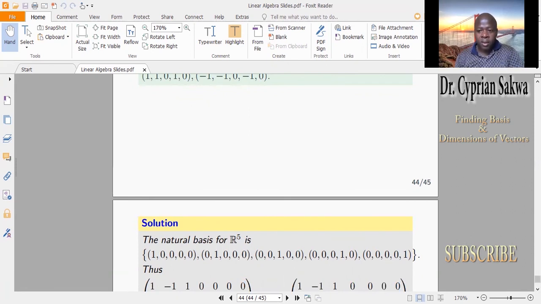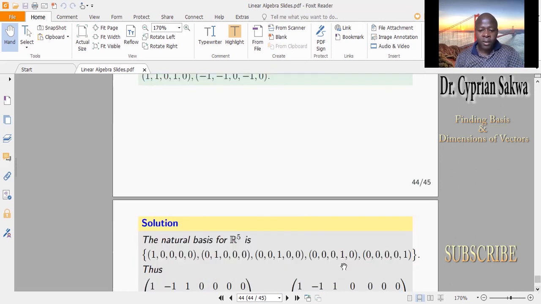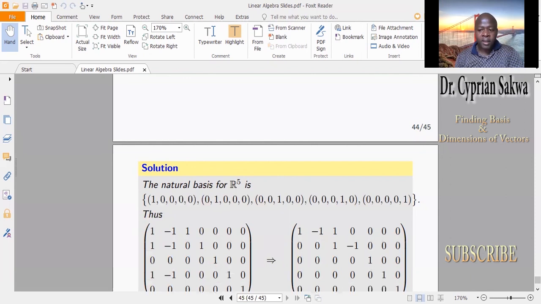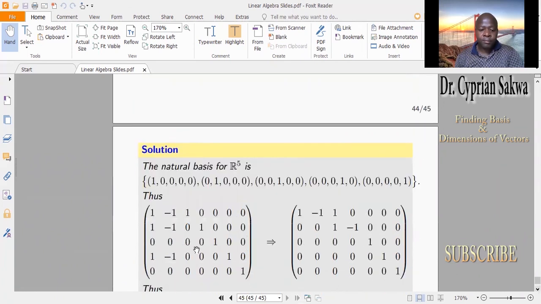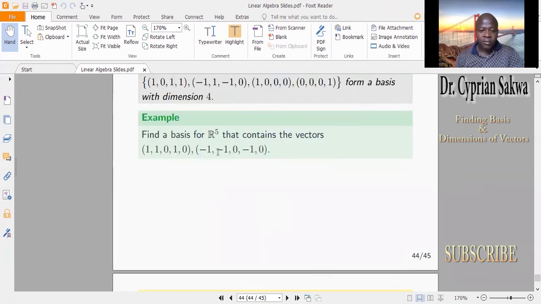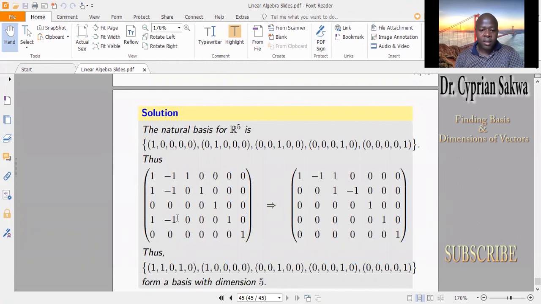Now, what does the question want? The question wants us to find the basis for R5, and that basis must contain these two vectors. So I just added these two vectors to these other 5 vectors and formed a column matrix. I began with the vectors that I'm being asked to use. The first vector here was 1, 1, 0, 1, 0, so I put it in the first column. The second vector that our basis must contain is negative 1, negative 1, 0, negative 1, 0, and I put that in our second column. Then I put these other vectors in the other columns, this one in the third column, this in the fourth column, this in the fifth, and so on.